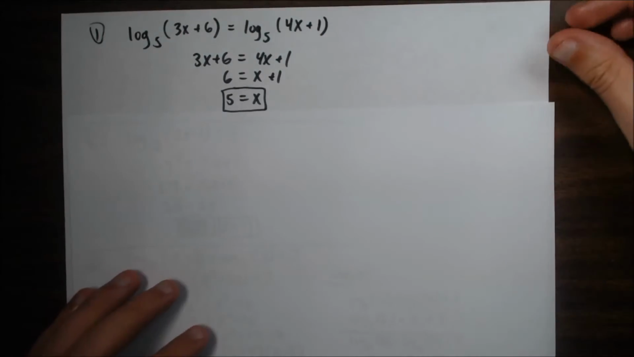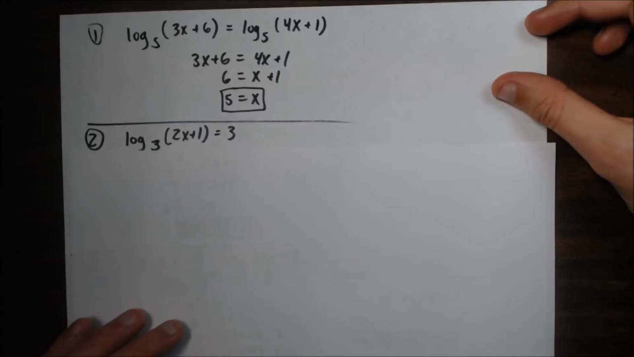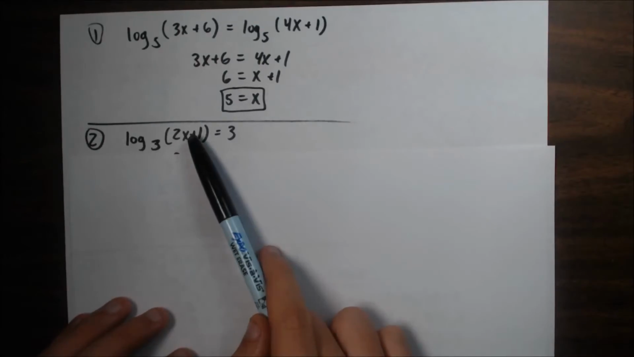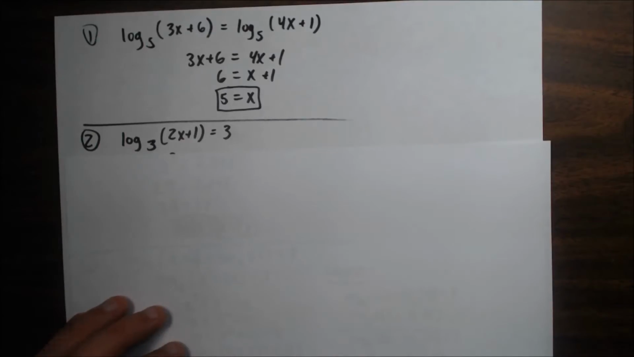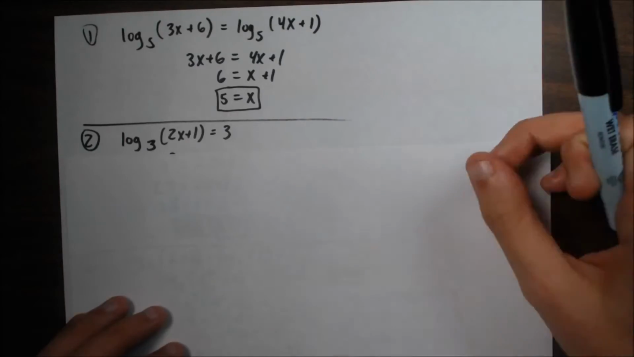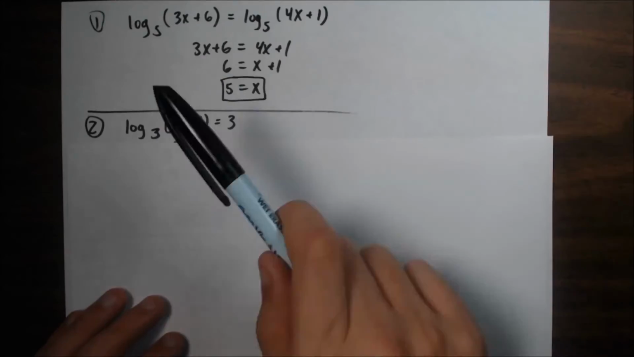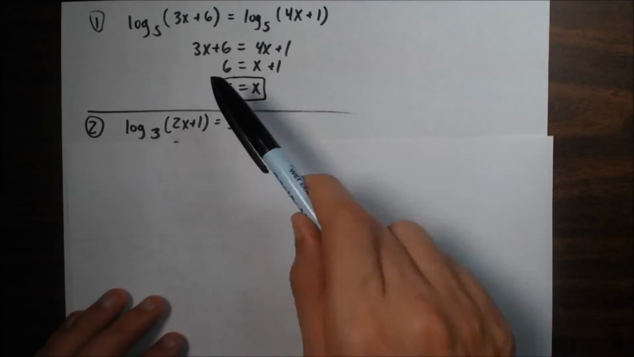Another type of example, which is on the top of your worksheet, is where you have a logarithm on one side and just a number on the other side. In other words, you don't have a logarithm on both sides. To get the x out from inside of the logarithm, what we want to do is rewrite it as an exponential equation. So I'm going to rewrite this as 3 to the third power equals 2x plus 1.